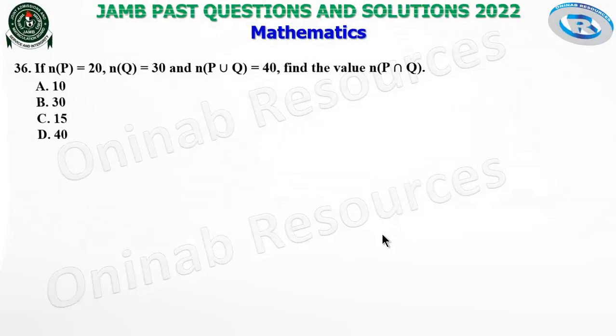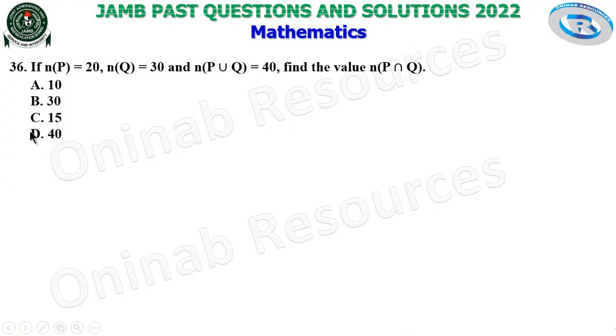We then go to 36. If n of P, that's the number in set P, is 20, n of Q is 30, and n of P union Q is equal to 40, find the value of n of P intersection Q. So we have the solution.